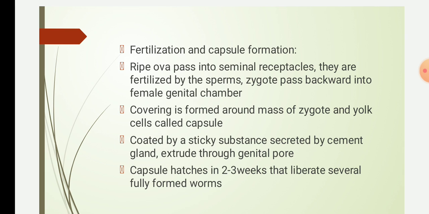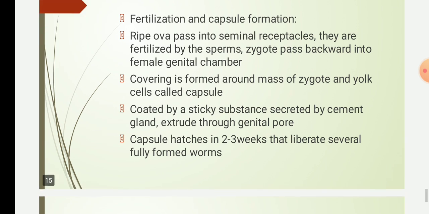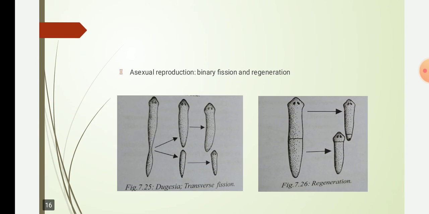This is about the copulation and fertilization in sexual reproduction. Now we will go to the asexual type of reproduction. In Planaria there are both asexual and sexual types of reproduction. Now we will study the asexual type. In Planaria they show two types of asexual reproduction, that is binary fission and regeneration.